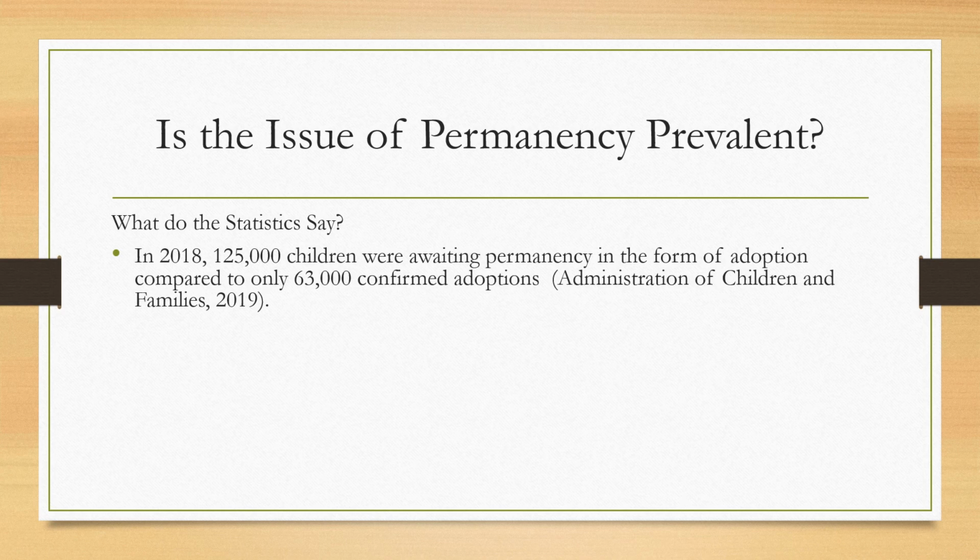In 2018, 125,000 children were awaiting permanency in the form of adoption, compared to only 63,000 confirmed adoptions. So this is almost a 2-to-1 ratio of children entering the child welfare system compared to those exiting in the form of adoption. This is not a good statistic. We want that flipped, where we see more adoptions compared to the number of children going into the system. This shows the prevalence of this issue: numerous children are going into the child welfare system and not enough are going into permanent homes, which is the goal of this policy and of child permanency in general.